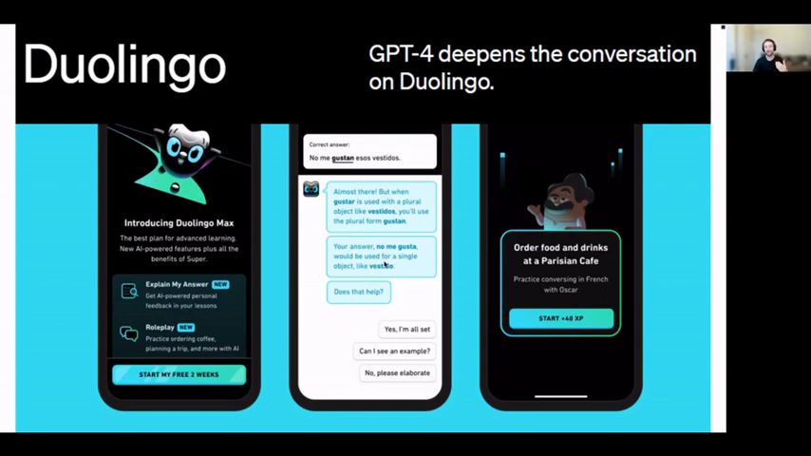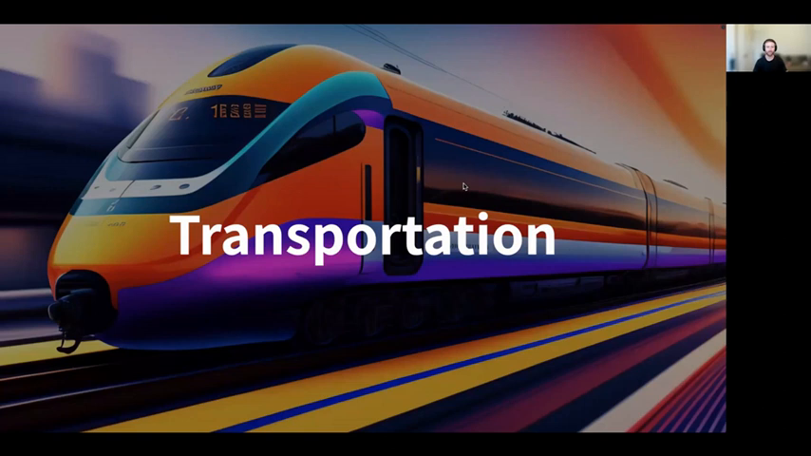It's a personal tutor that will help us learn languages or geometry or mathematics, and it really is a game changer. So the second aspect of this world that I think is going to be very changed by AI is transportation. We talked about education. Now we're going to talk a little bit about transportation.